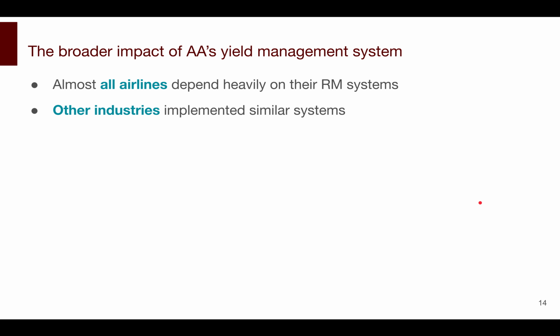More broadly, beyond American Airlines, basically all airlines copied and adapted and implemented similar systems, and even today, revenue management is a crucial function in basically every airline company. And beyond the airline industry, other industries also saw American Airlines' success and decided to implement similar systems.